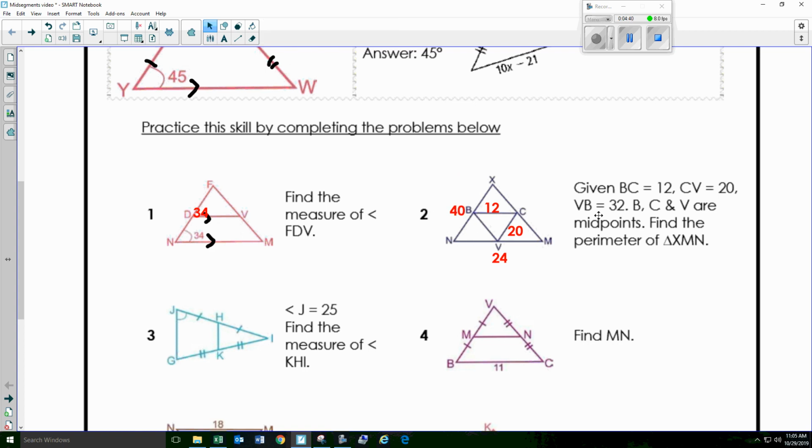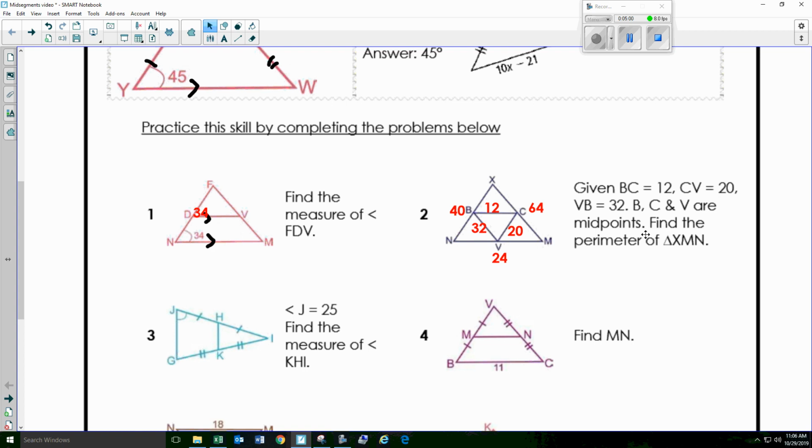And this is VB. VB is 32. So that right there is 32. And again, that's the parallel side to XM. So this is the midsegment. So I double that to get 64. And again, put it right in the middle there, represents the whole length, 64.